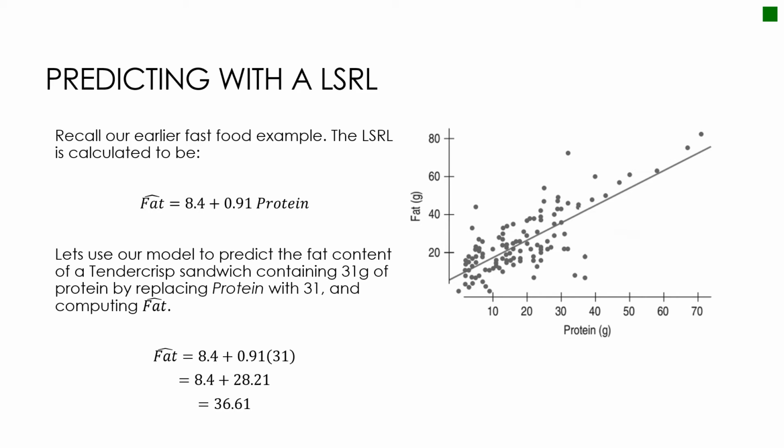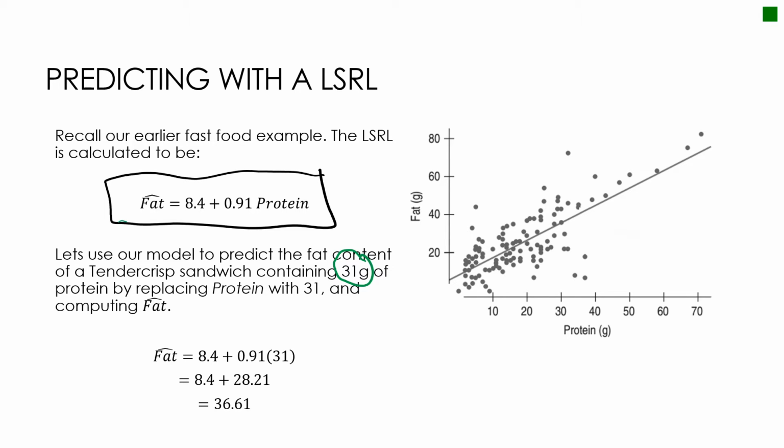So let's start by predicting using our least squared regression line. So we had a fast food example earlier, and it was our first example where we had the least squared regression line equation in the correct format, and that described the data in the graph to the right. And my question is, what could I predict the fat content of a Tender Crisp sandwich at Burger King to be if it contained 31 grams of protein? And how do I do that?